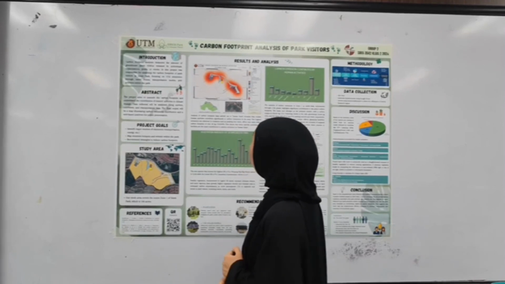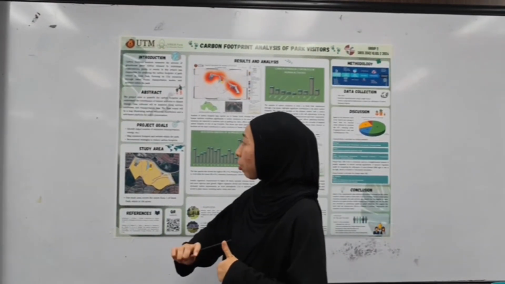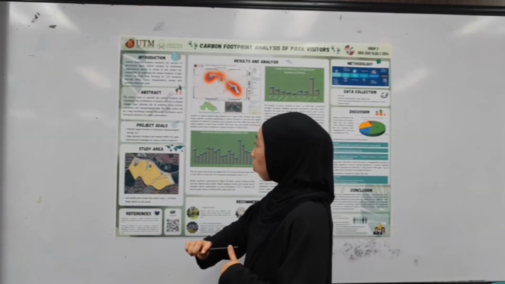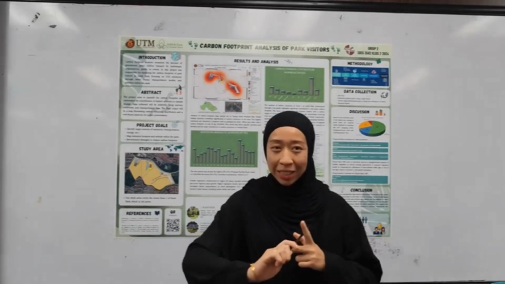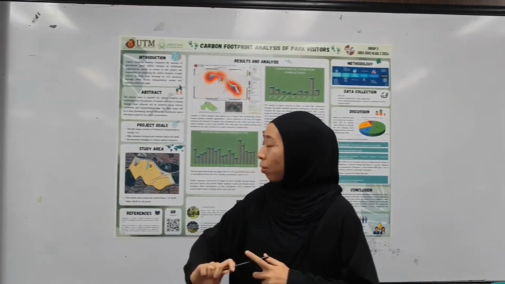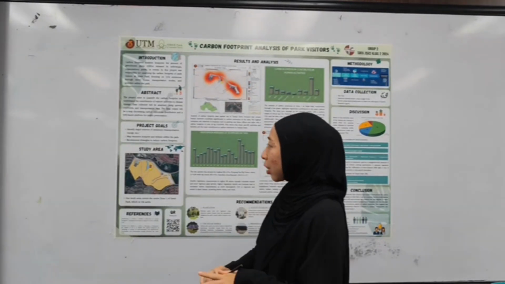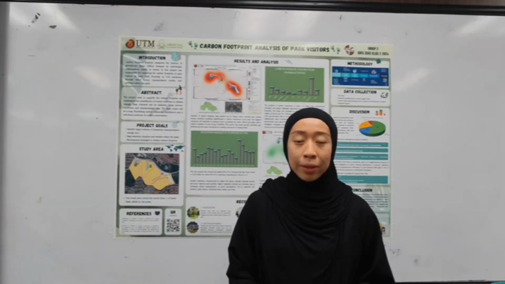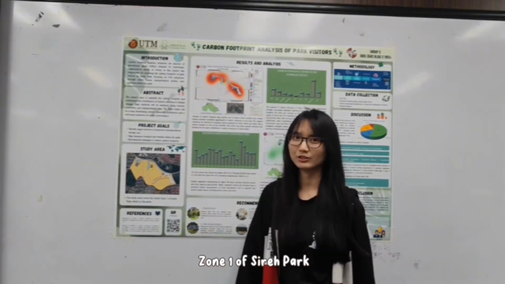So basically, there are three project goals for carbon footprint analysis in SIREH Park. The first one is to identify major sources of emission, which are transportation, energy, and more. Secondly is to map emission hotspots and build a website within the park. And lastly is to recommend strategies that can reduce the carbon footprint at SIREH Park. Our study area covers the entire zone 1 of SIREH Park, which is 106 acres.